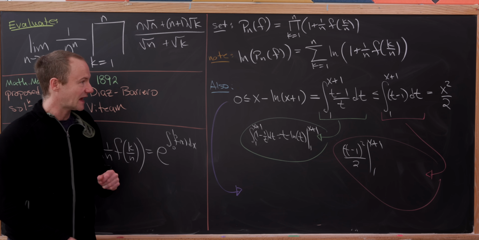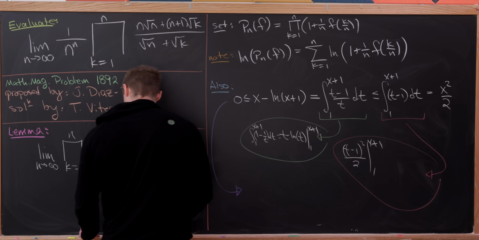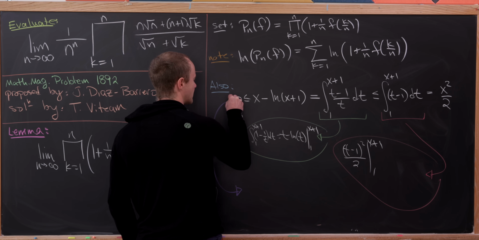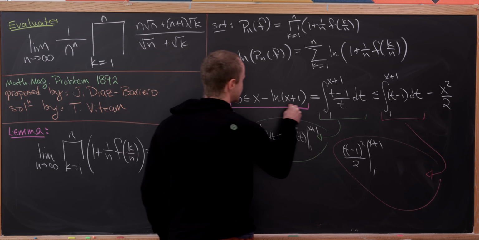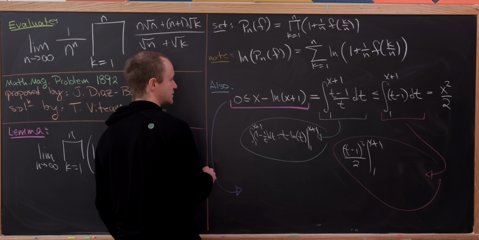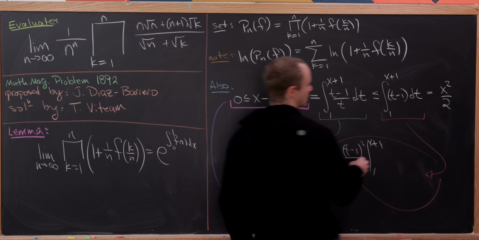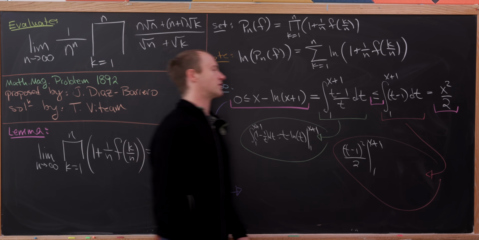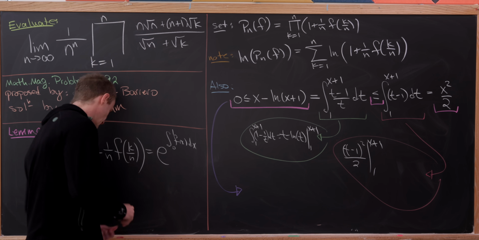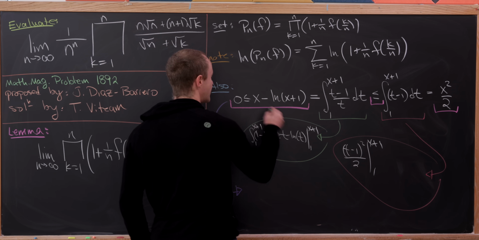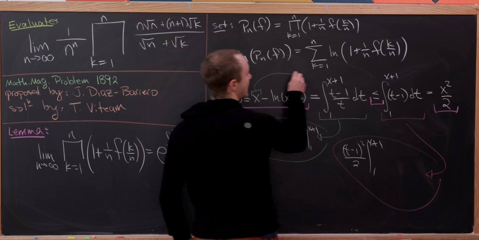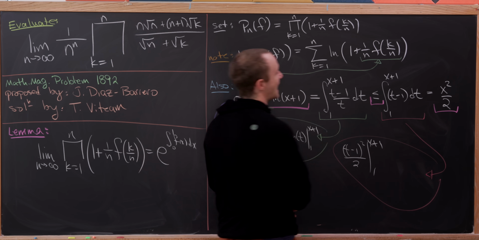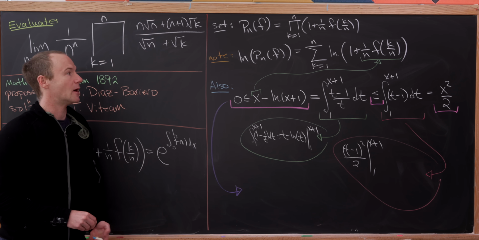And in fact, if we take this inequality that we've developed, I'll just focus on this bit that I'm underlining in magenta. So starting here, 0 is less than or equal to x minus the natural log of x plus 1, which in turn is less than or equal to x squared over 2. And we'll apply that with x replaced with this 1 over n times f evaluated at k over n.